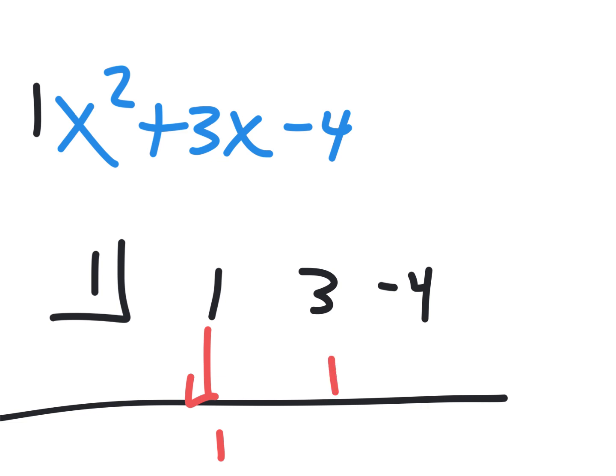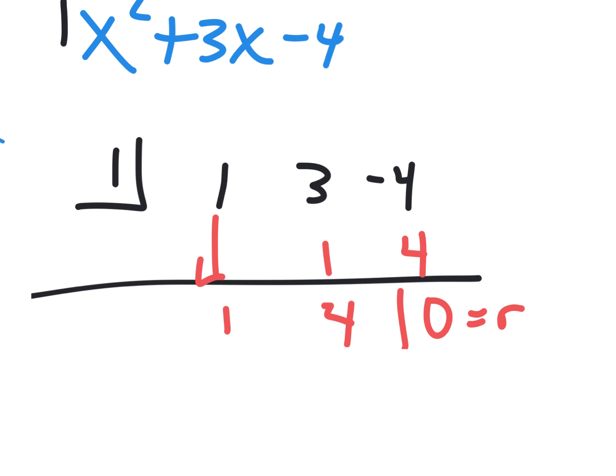1 times 1 is 1. 1 plus 3 is 4. 4 times 1 is 4. Holy cow, I was right. That's a remainder of 0. So would you please write what the actual factors are then? Because we just proved 1 was a root. Now what are the factors?